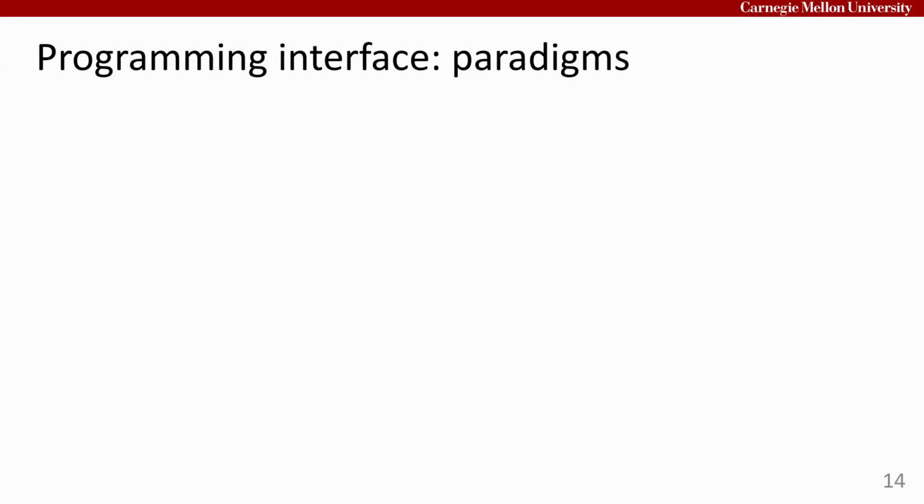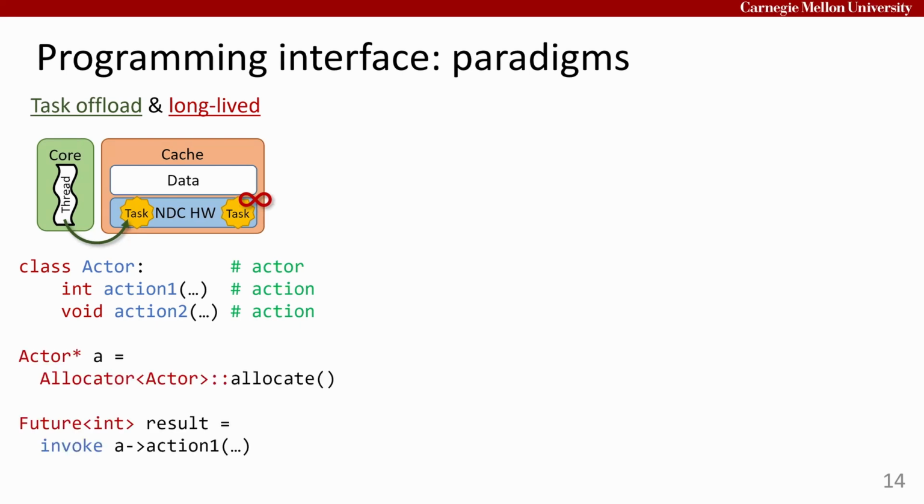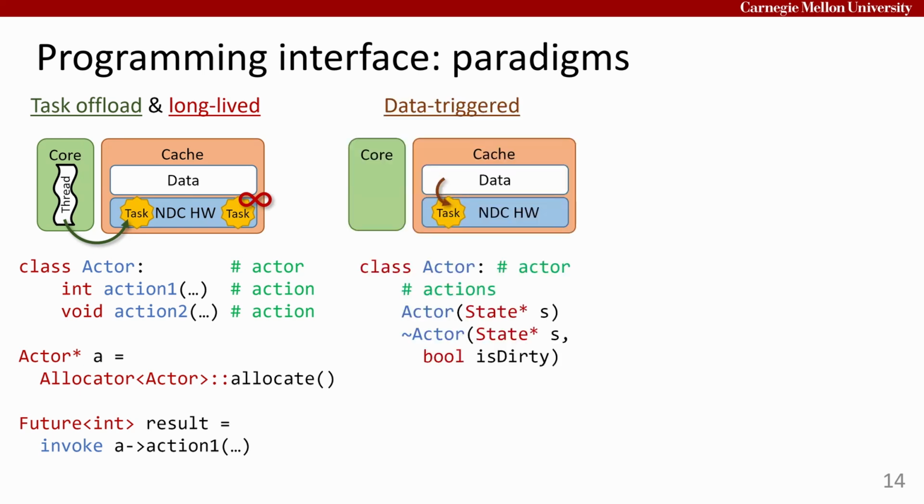Now, I'll briefly describe how to program each paradigm. I'm going to show simple pseudocode for brevity, but we've implemented them all in C++. First, task offload and long-lived are programmed similarly. There are minor differences, such as long-lived being less likely to return a value, but they both involve a core or action explicitly triggering another action. Beneath the example actor, we see how an application can allocate an actor instance and then invoke an action, which sends the computation into the memory hierarchy.